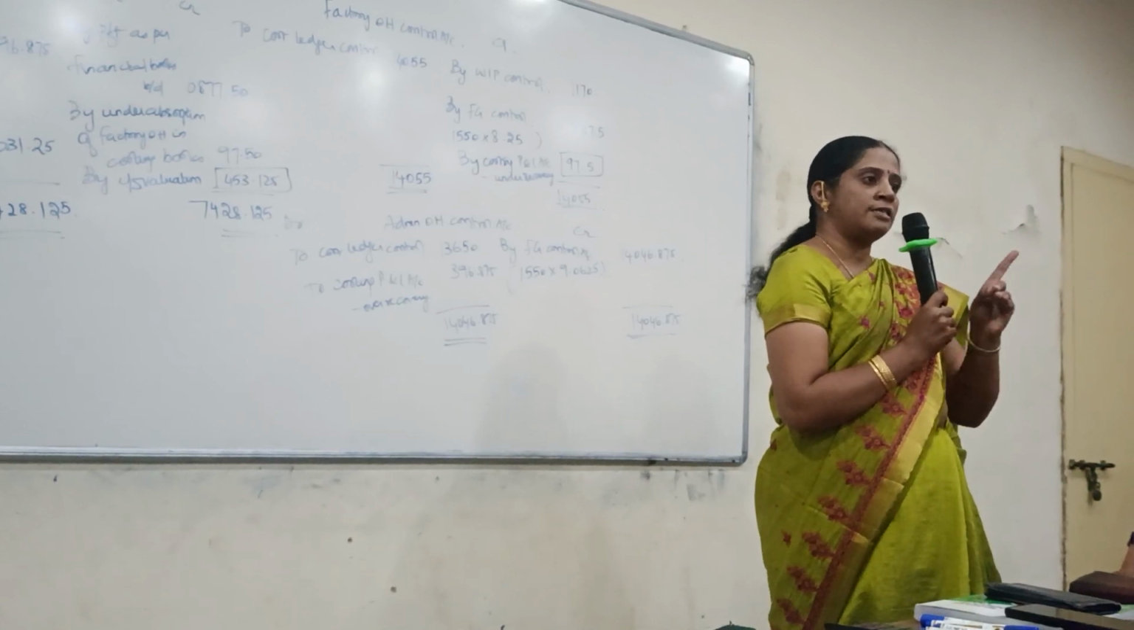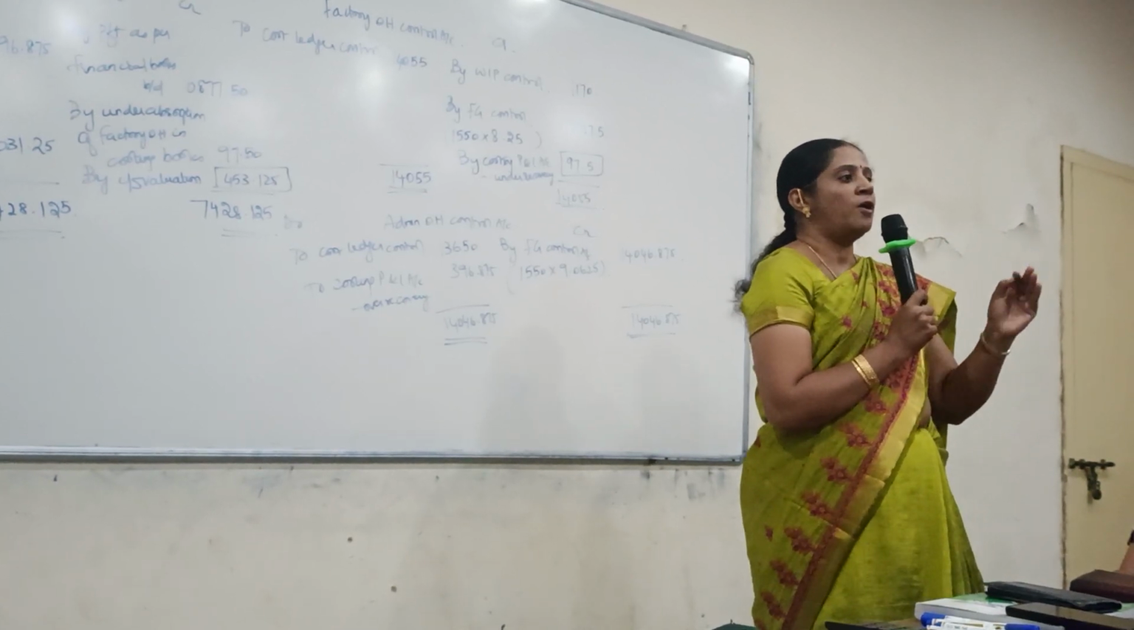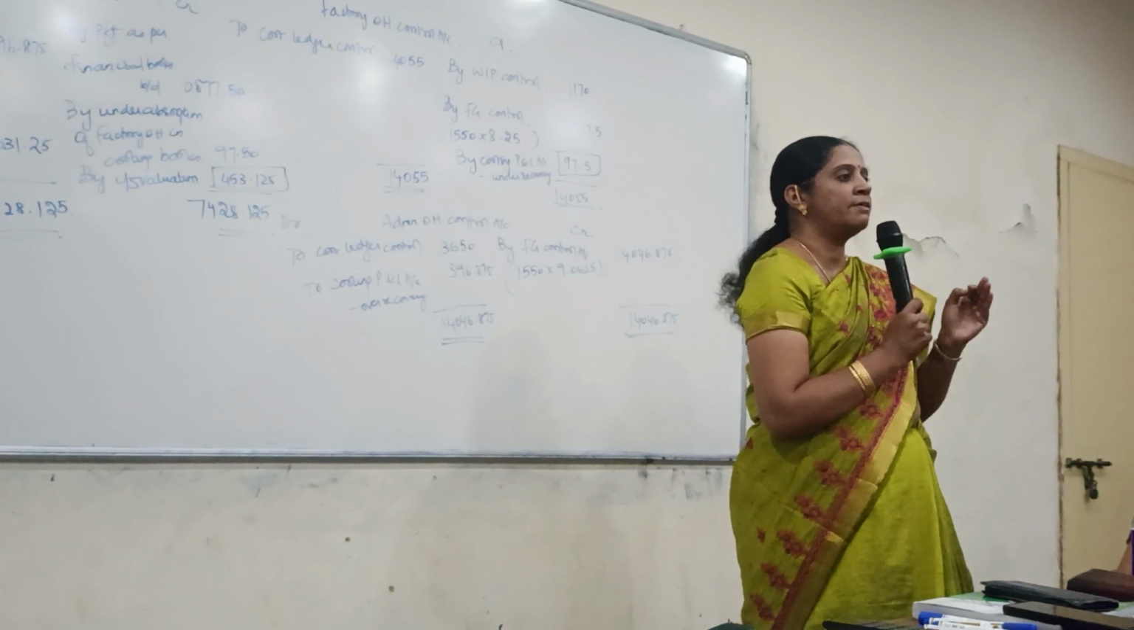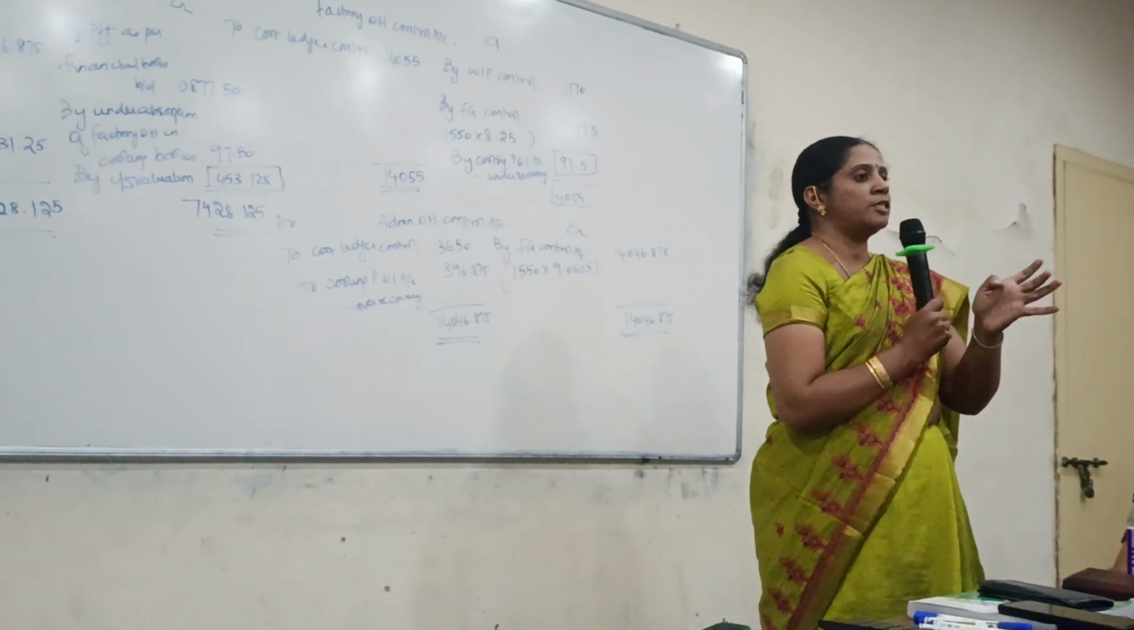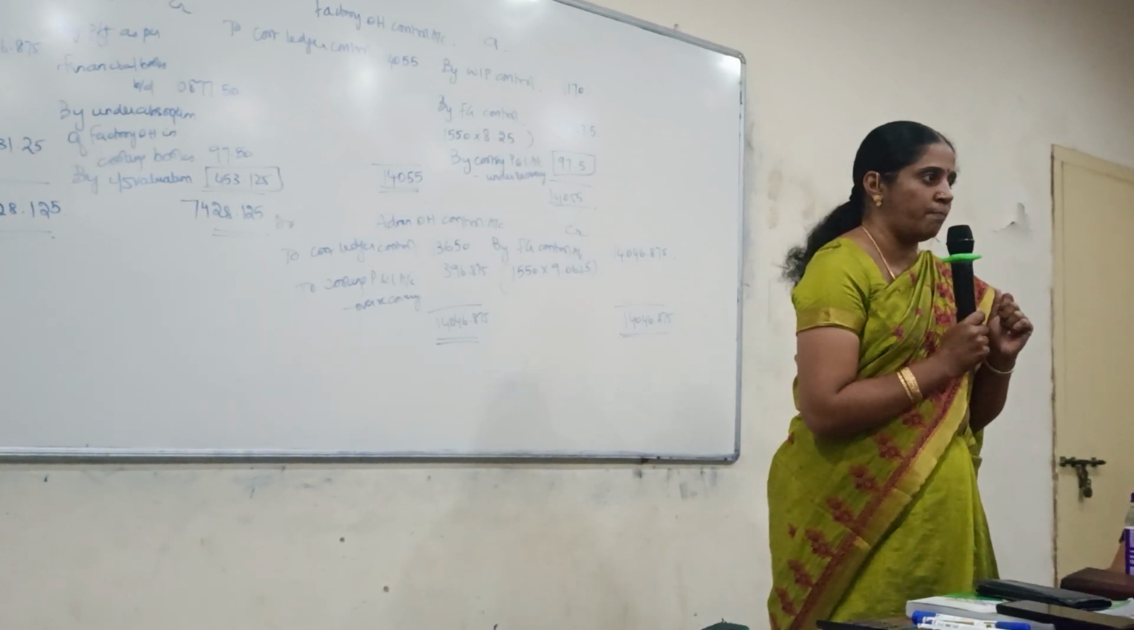For normal loss, it is not subject to any processing. For abnormal loss or abnormal gain, it will be 100% or the percentage as given in the question. For closing WIP, you will take the given degree of completion.